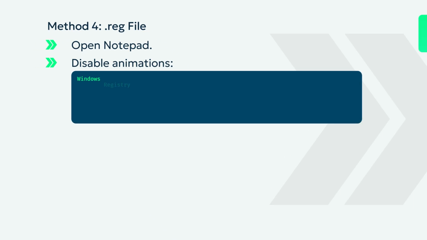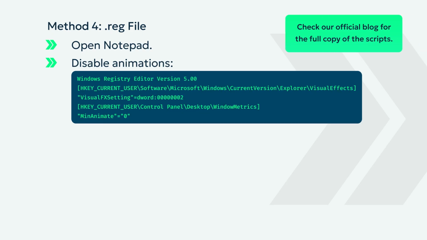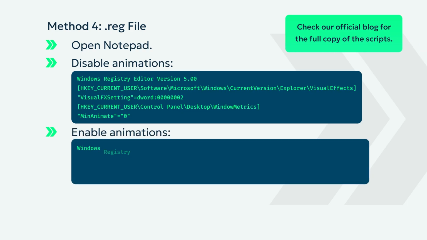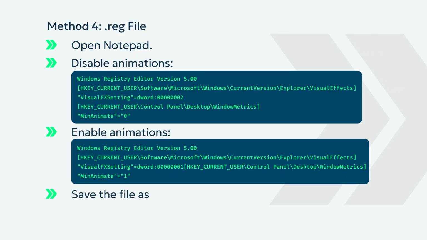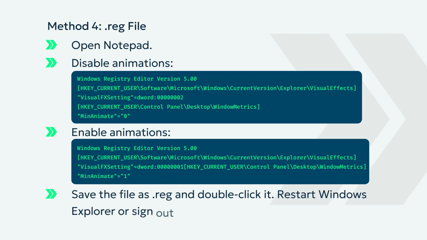Method 4. .reg file. Finally, for portability and batch configuration, you can create and run a .reg file. Simply open Notepad and type in this script to disable or this script to enable. Save it as a .reg file and double-click on it to run it in the registry editor. After applying the file, restart Windows Explorer or sign out and back in for the settings to take effect.